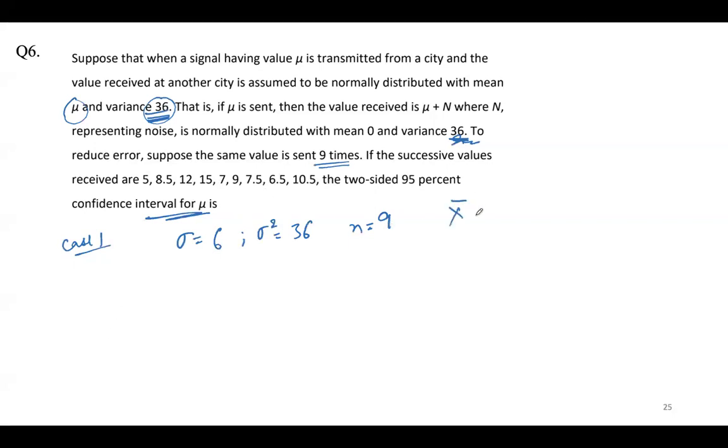Also, we need the sample mean, which is going to come from here. So you need to find out the sample mean manually: 5 plus 8.5 plus 12 plus 15 plus 7 plus 9 plus 7.5 plus 6.5 plus 10.5, divided by 9. You take the average, so that comes out to be 9. And again, we want to find out the two-sided 95% interval.